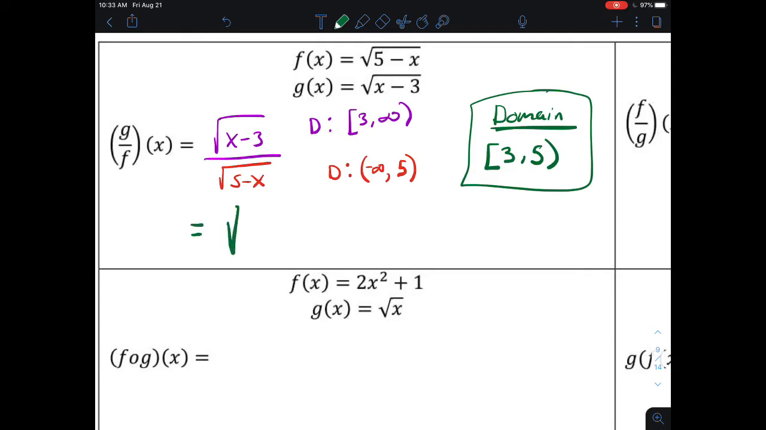Now, in terms of simplifying this problem, if I had the quotient of two radicals, I could make it the radical of the quotient.